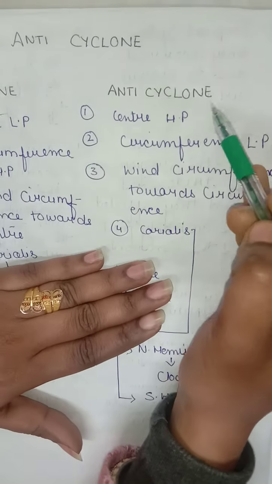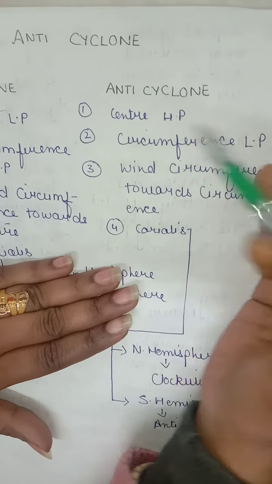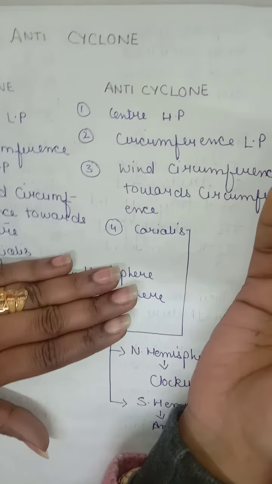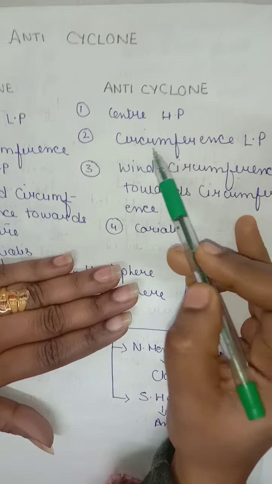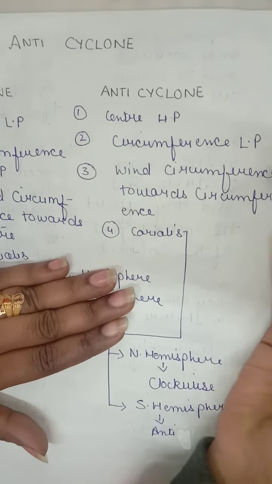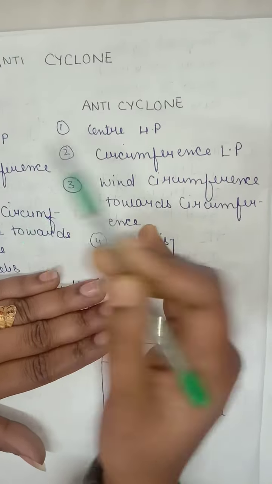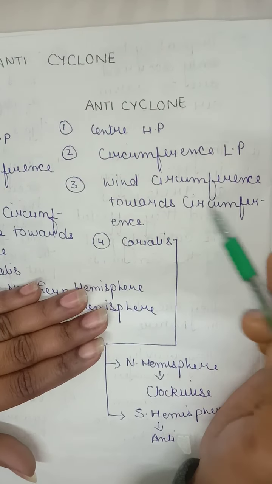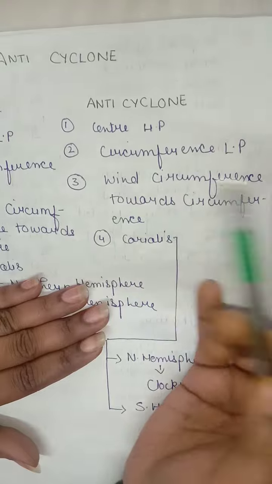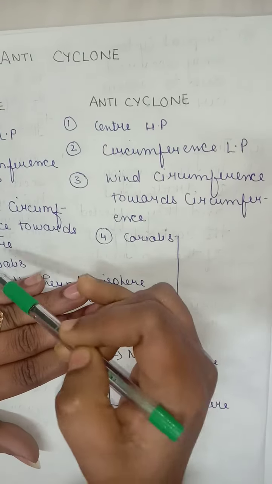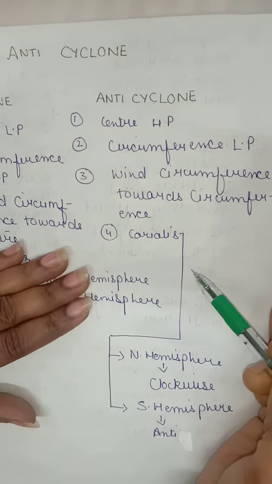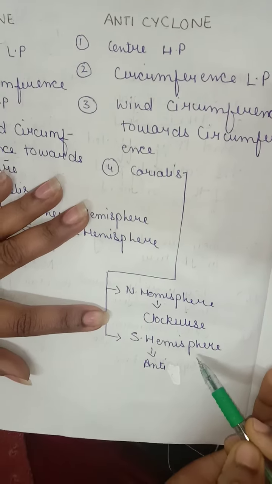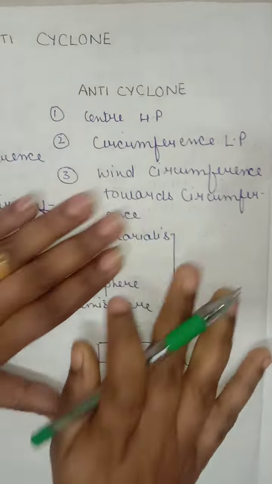Okay, in an anticyclone, the center is higher pressure, but in a cyclone, as we discussed, it is lower pressure. Second point, the circumference is lower pressure, and in a cyclone, it's higher pressure. Third point, wind blows from the center towards the circumference, but in a cyclone, it's towards the center. Coriolis forces: in the northern hemisphere it is clockwise and in the southern hemisphere it is anti-clockwise.